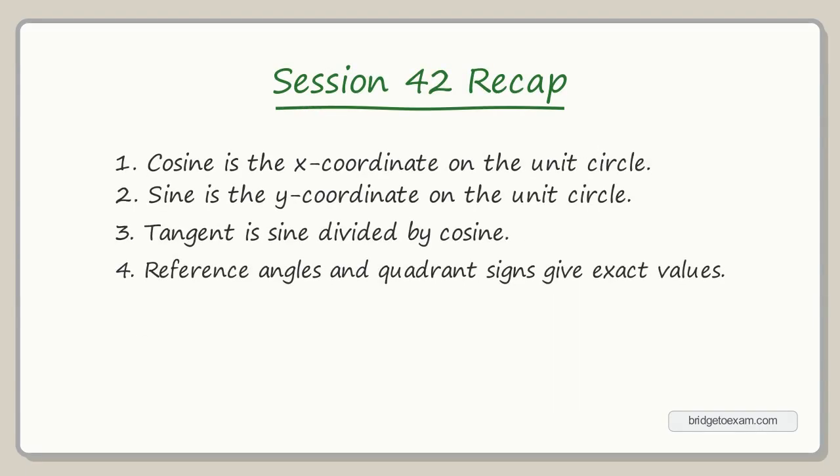Let's recap. Cosine is the x-coordinate on the unit circle. Sine is the y-coordinate on the unit circle. Tangent is sine divided by cosine. Reference angles and quadrant signs give exact values.